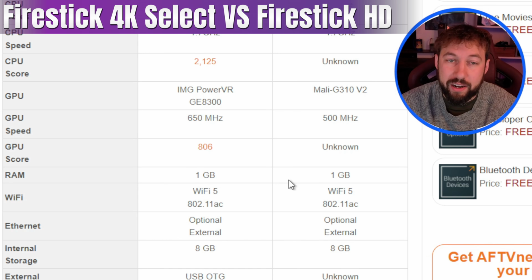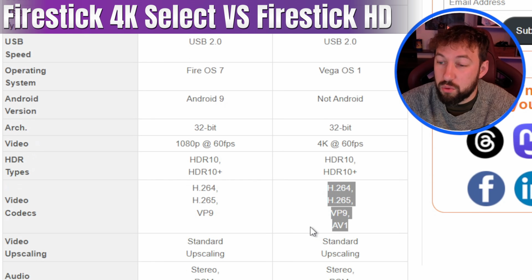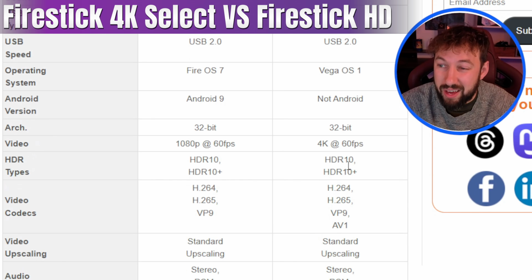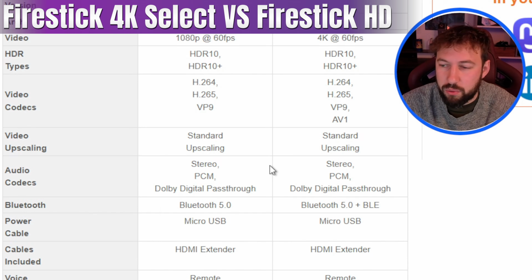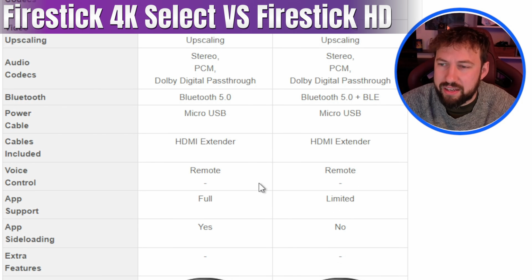Both have 1 gigabyte of RAM because this is the cheaper regular Firestick model. Same Wi-Fi, same internal storage, same USB. The major difference here, really the major difference here, is it's running Vega and it has 4K instead of 1080p with the regular Firestick. Otherwise, most of the rest is fairly the same.